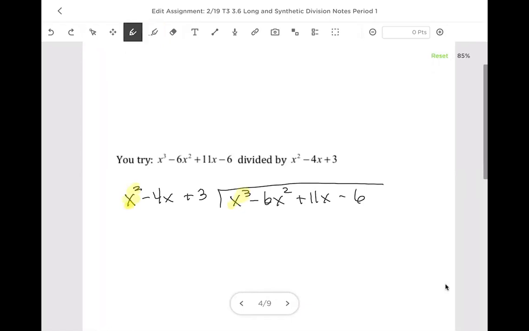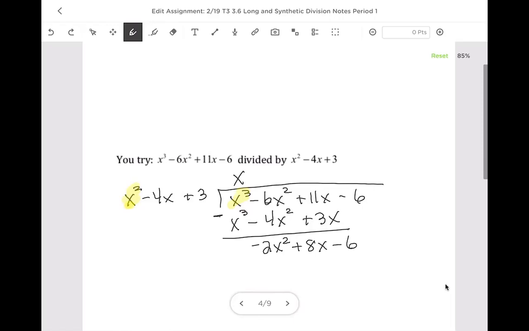So x cubed divided by x squared is x. That's going to give me x cubed minus 4x squared plus 3x. I think the hardest part here is doing the subtraction. So x cubed minus x cubed is 0. Negative 6, subtract a negative 4. Now think about that. If you're subtracting a negative, you're adding. So that's really negative 6 plus 4, which is negative 2x squared. 11 minus 3 is 8. And then you bring down the minus 6.